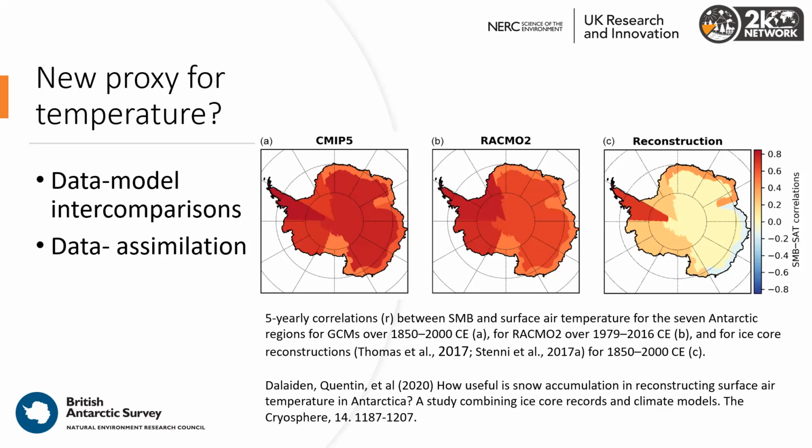This is looking at the global circulation models in A, and then the regional models in B, and then also comparing the surface mass balance and the surface air temperature, or in our case the stable water isotopes, from the Pages reanalysis. And what we can see is that the reconstructions based on the ice core display a weaker relationship, indicating a discrepancy between the model and the data. This could be due to biases within the models, or due to noise in the ice core records.